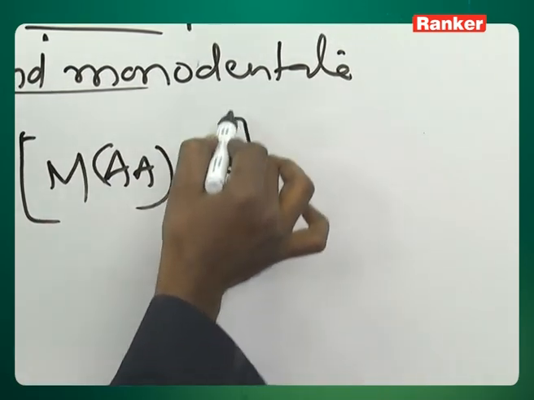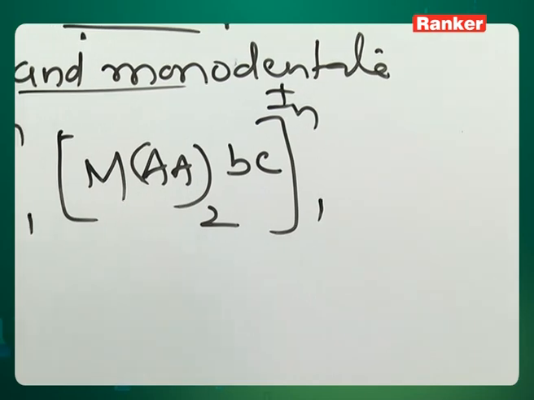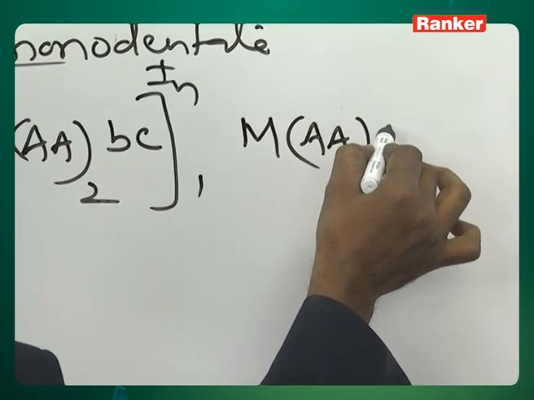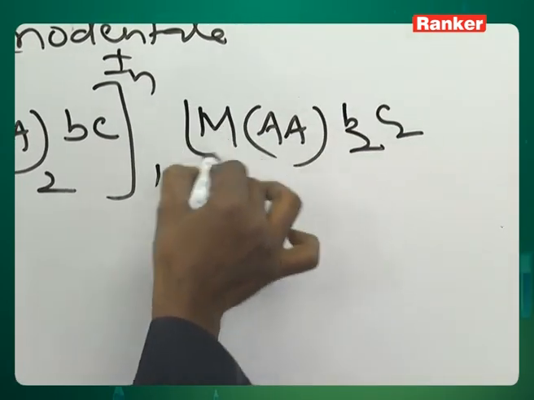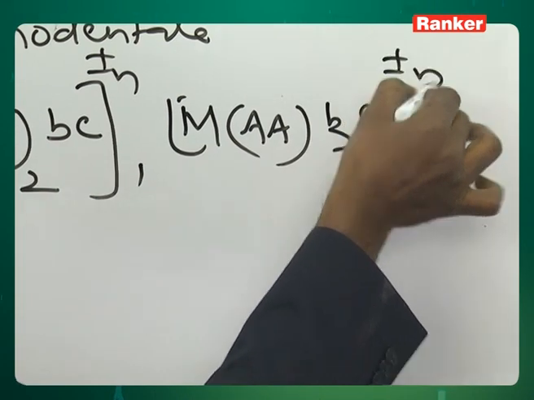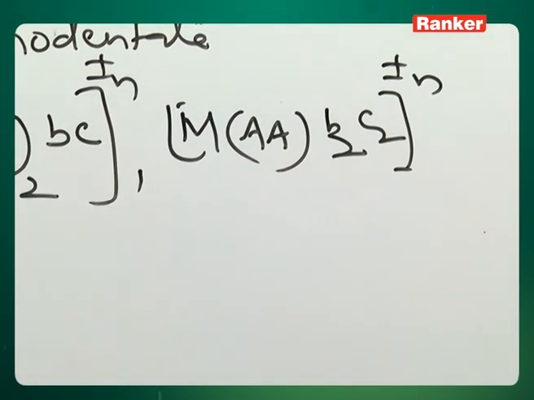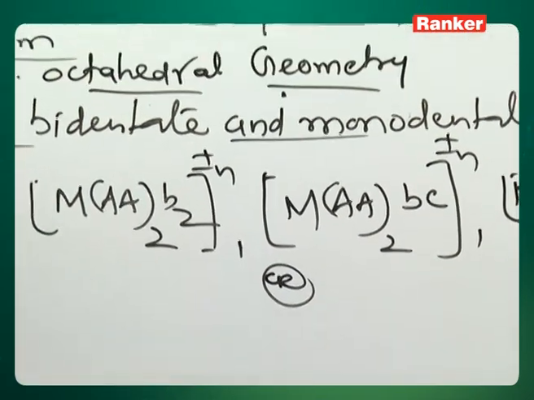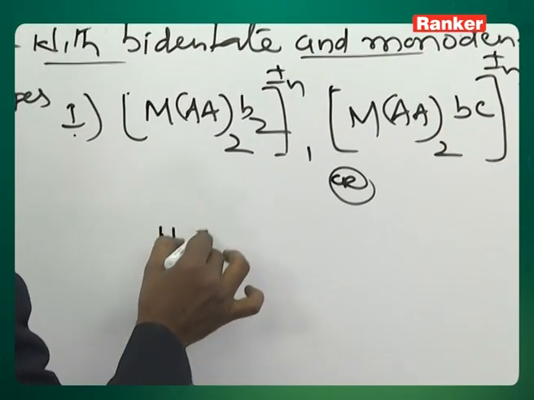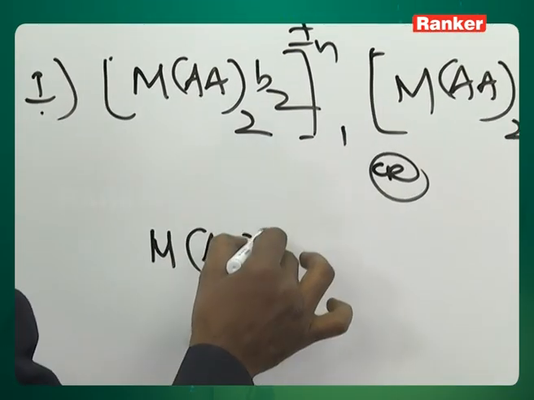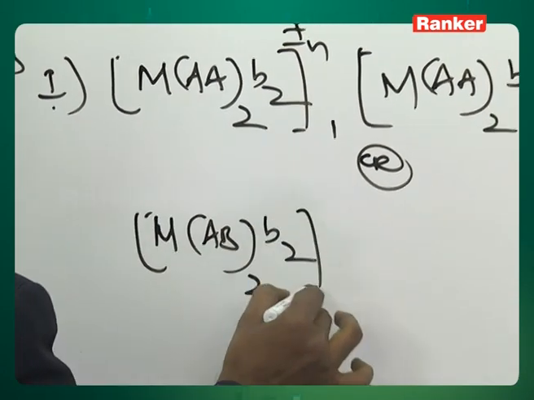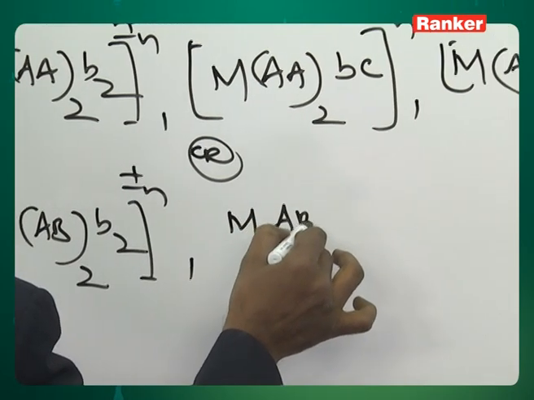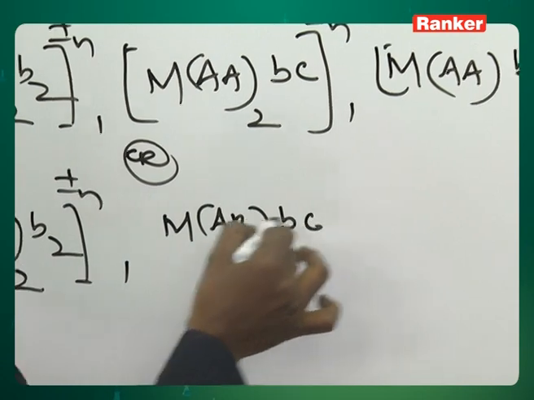BC. M(AA)B2C2 plus or minus. Next, instead of taking AA symmetric, you can also take unsymmetric bidentate. Yes, M(AB) taken twice, B2 plus or minus, and M(AB) taken twice, BC.